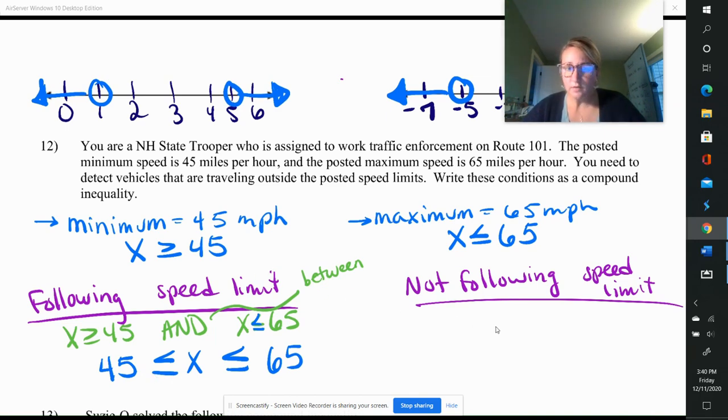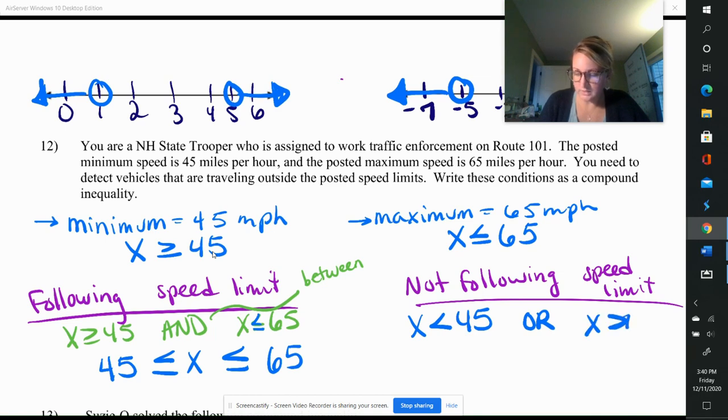So for those not following the speed limit, if the minimum speed is 45, you're not following the speed limit if you're going slower than 45 miles an hour, or if you're going faster than 65 miles an hour. So those are two ways that we can represent this situation as a compound inequality. If you're traveling between those speeds, it's an AND inequality, and you're following the speed limit. If you're traveling outside that range, you are not following the speed limit, and we can express the inequality with an OR compound inequality.